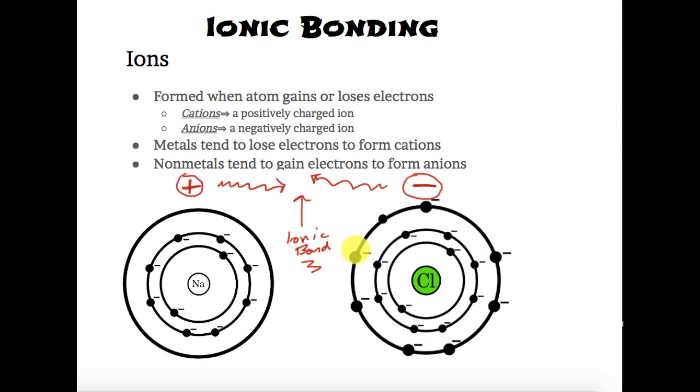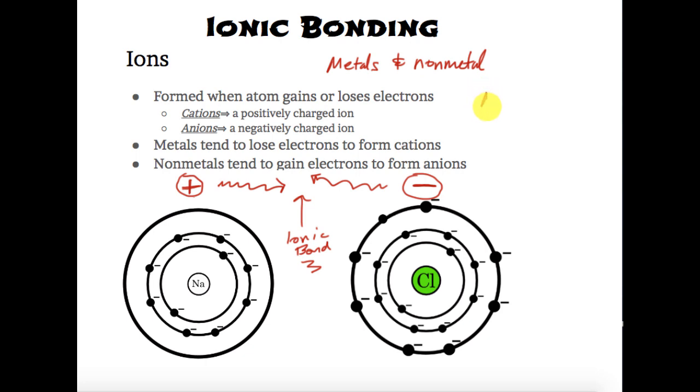Now, if you remember what we talked about before with the periodic trends, most of the metals tend to lose electrons, so they're going to form cations. Our nonmetals are going to form the anions because they're going to gain the electrons. So for ionic bonding, what we're always looking for are metals and nonmetals. That's going to be our identifying feature here. So whenever you see a metal bonded with a nonmetal, you're going to know that it's an ionic bond.